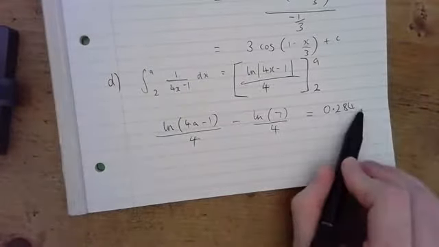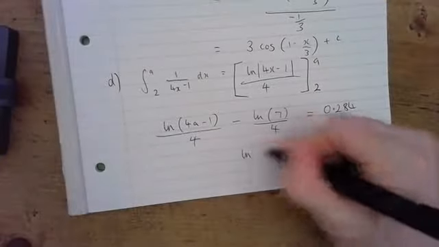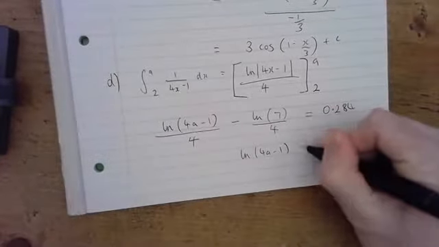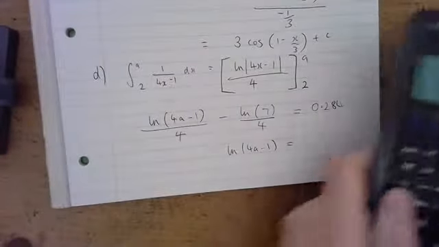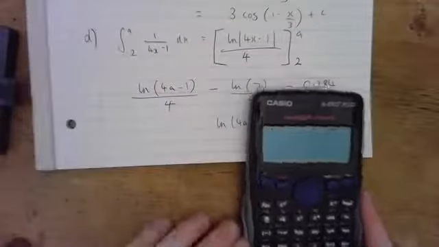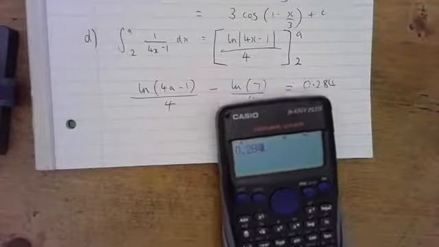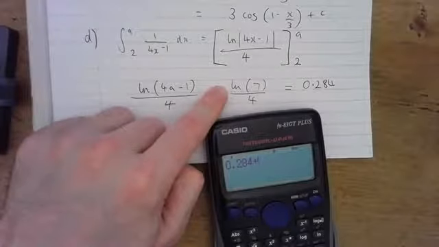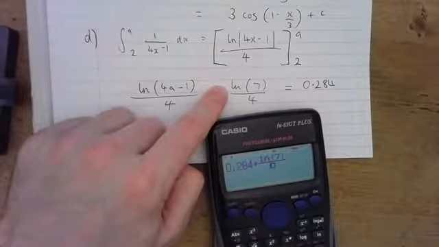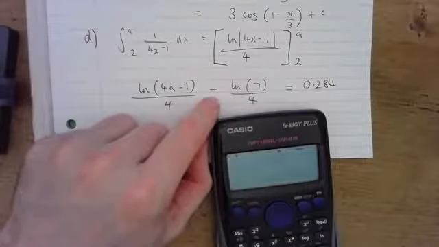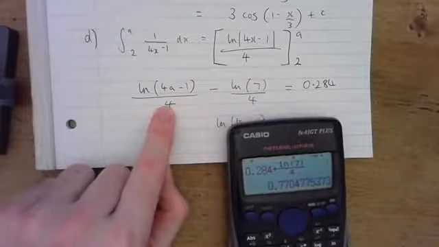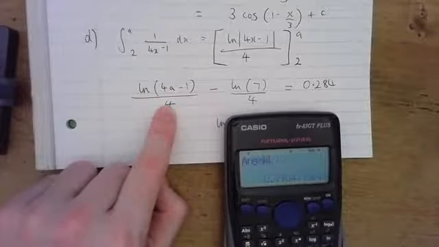So I'm just going to solve this now. I'm going to take that over and add it, and then I'm going to times it by 4 to get ln of 4a minus 1. And in the calculator, I'll show you what I'm writing. So I'm going to write 0.284. I'm going to take this over first, so plus ln of 7, and then that divided by 4. It comes to that.